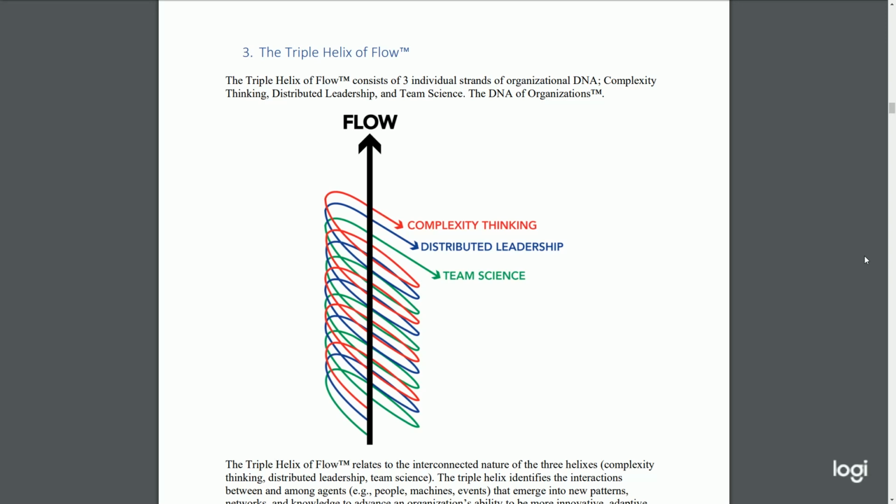It is signified by a long line pointing upward with the title above it named flow. Moving upward from the bottom of the line to the top and swirling around it are 3 different helixes, one labeled team science, the second named distributed leadership, and the third is named complexity thinking.